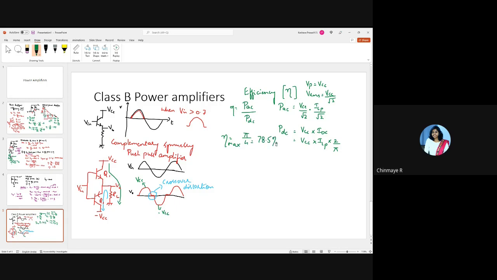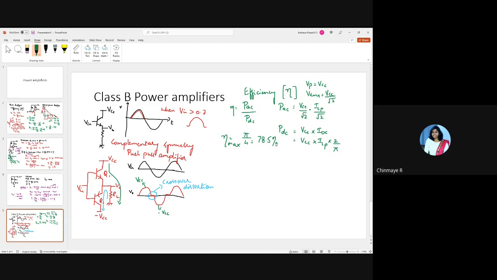But in lab, due to the components and all that, you would have got it somewhere around 70%, 65%, so on. Correct? So now you know that maximum 78.5% of the DC power is utilized, is converted to AC power, right? So that is the maximum. Correct?